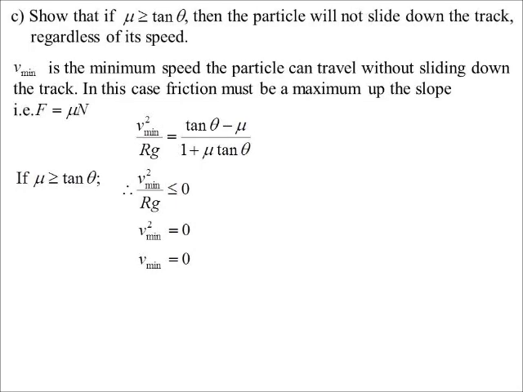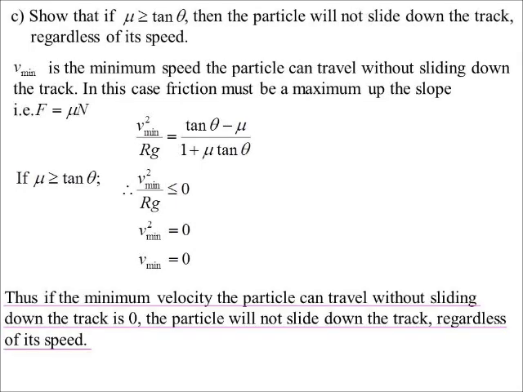Anyway, so the minimum velocity therefore is 0. So what we're saying is the minimum velocity for it to not slide down the track is 0. Well, it never slides down the track. Thus, minimum velocity is 0. It will not slide down regardless of the speed.